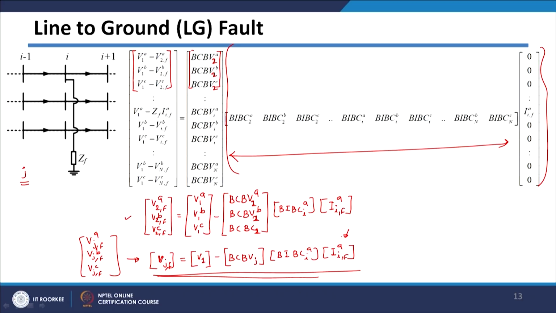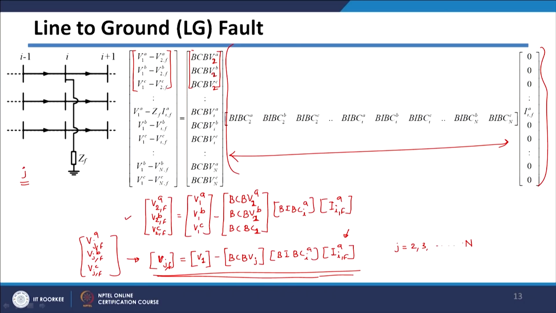Any post fault voltage of the jth bus will be calculated using this equation, and this fault current is already calculated. So, we can get the post fault voltages, and here we can vary this j from 2, 3 up to n unknown buses, and the only thing is this j should not be equal to your ith bus, because for the ith bus you are not considering these equations. For all other buses except the ith bus, you can get all the bus voltages for all the 3 phases using these equations.